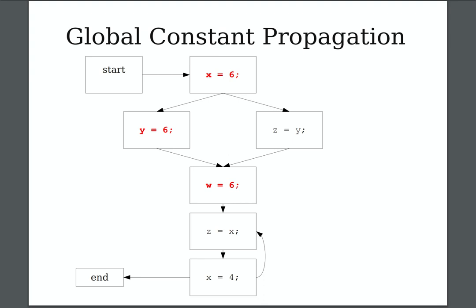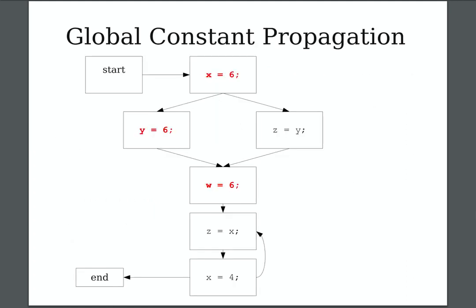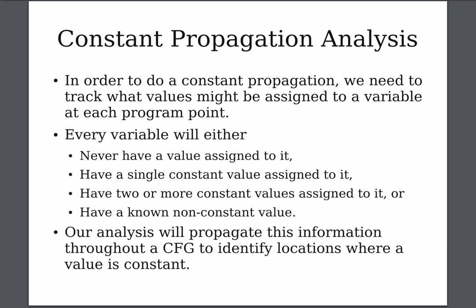We'd still have to load and store it from memory every time we use it. But if our compiler can prove that X never changes, X is always 6, then we can replace usages of X with 6. And as you can imagine, this would drastically improve the performance of your compiled program. Okay, so let's reason about this a little bit. How can we know whether X is always 6? Well, variables can either have no value ever assigned to them, a single constant value assigned to them, two constant values, three constant values assigned along different paths or more, or be known to have some non-constant value.